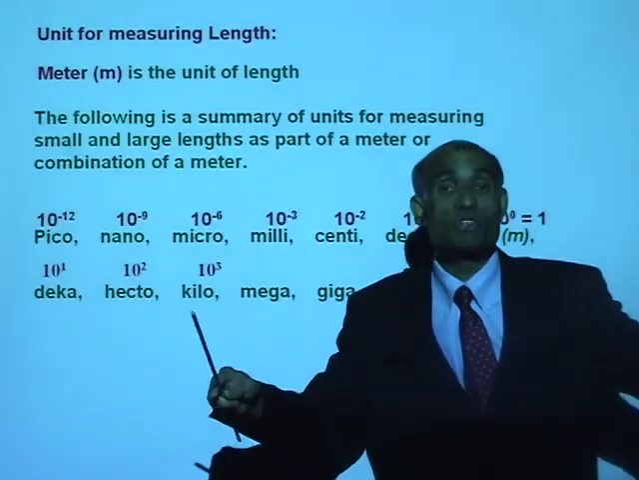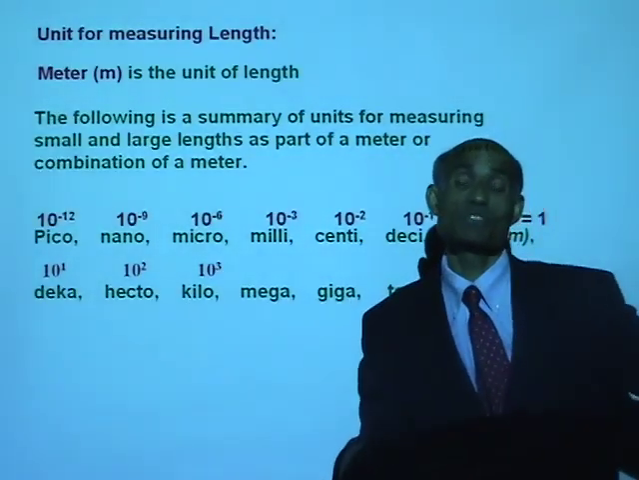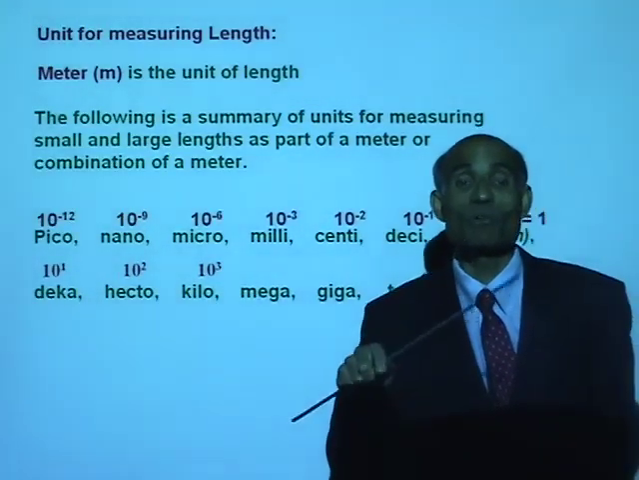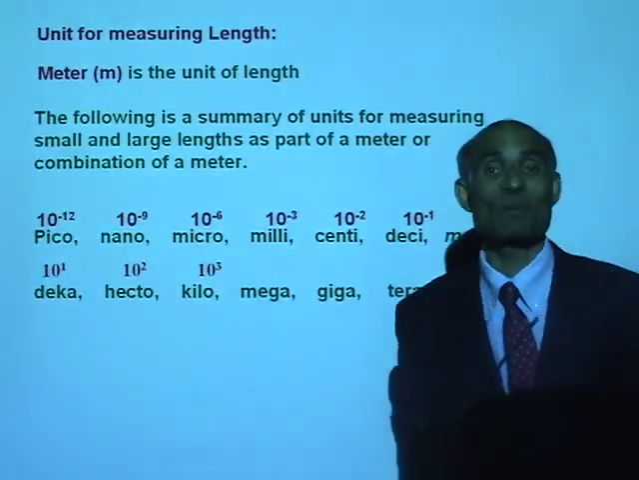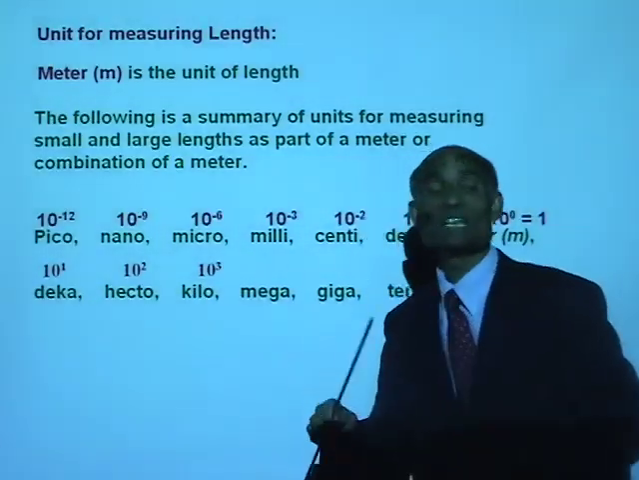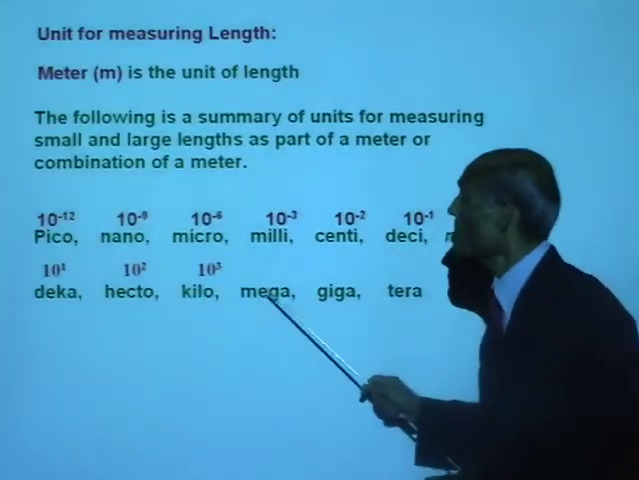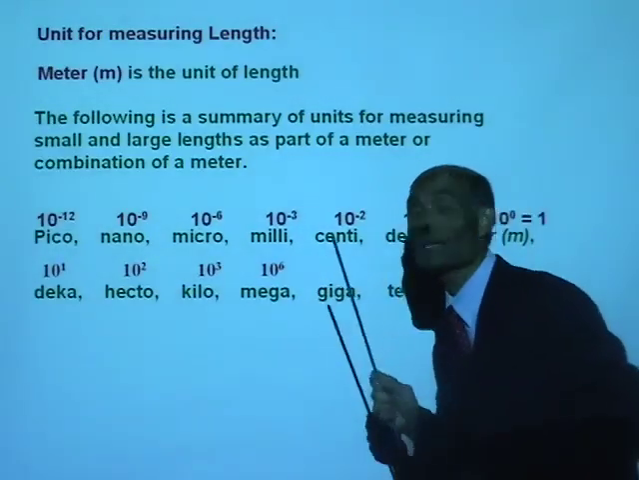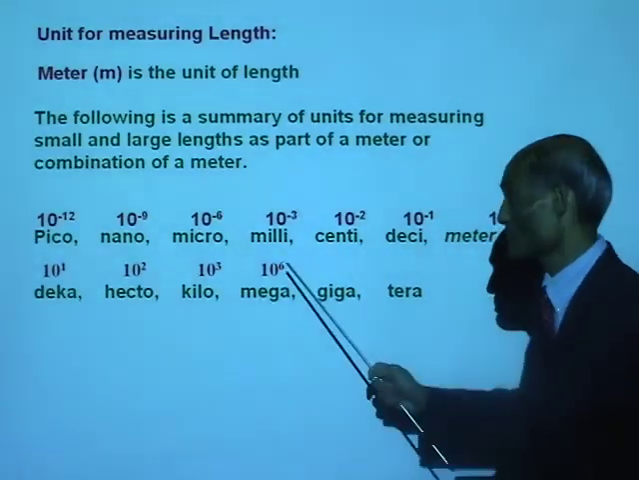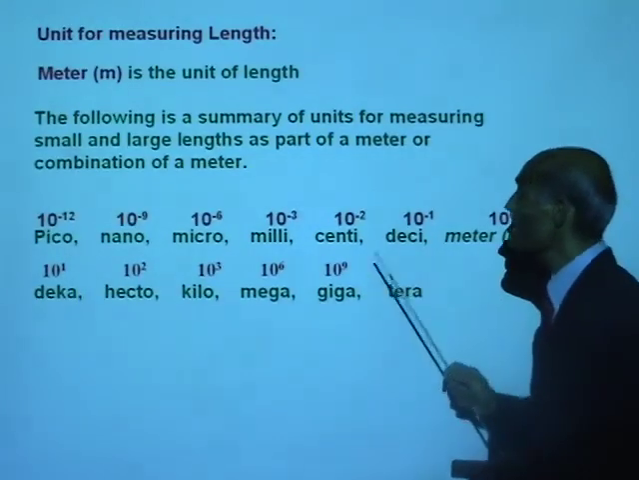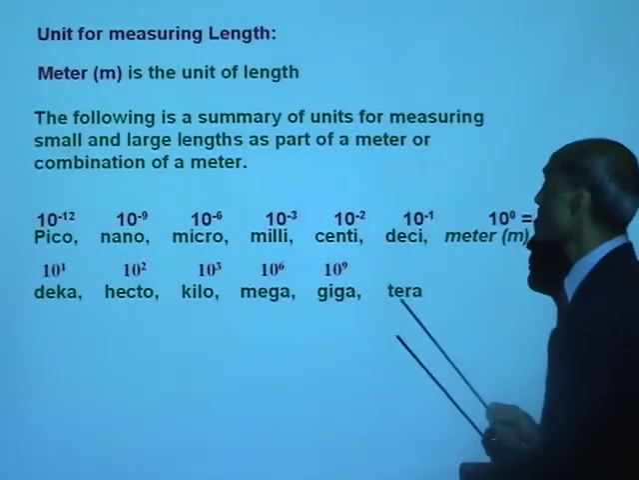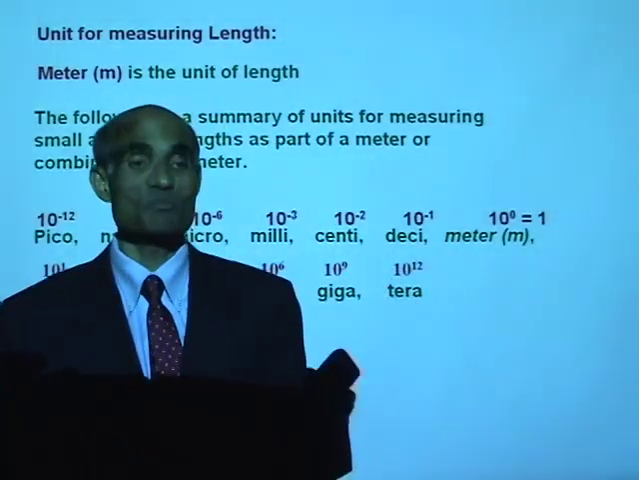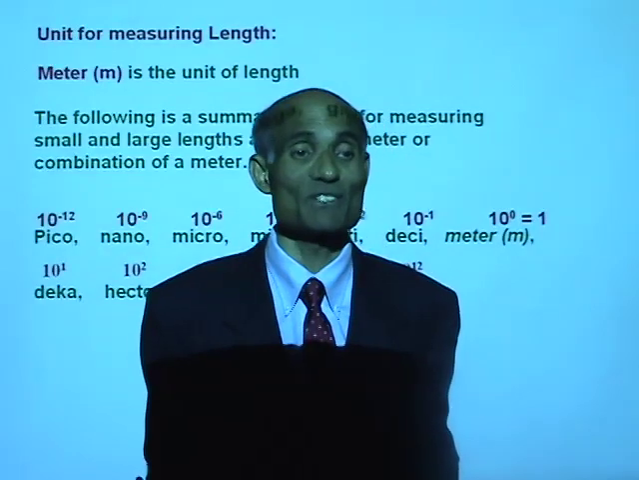You see, a very often used unit for measuring distances. On your car, the speed is given in miles per hour, also in kilometer per hour. A kilometer is 1,000 meter. Mega, how much is a mega? A mega is 1,000,000, 10 to the power of positive 6. Giga is 1,000,000,000, and tera is 1,000,000,000,000. So, units for measuring small and large distances.